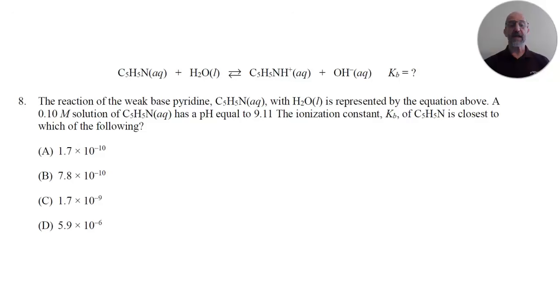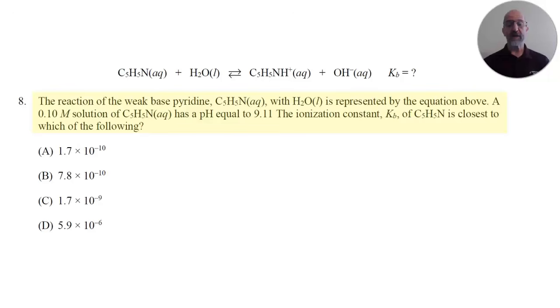All right, well, now it's time to move on to the practice for topic 8.3. This is question 8, which is a multiple choice question. Question 8 says the following. The reaction of the weak base pyridine, which has the chemical formula C5H5N, with water is represented by the equation above. So we can see on the left side of the equation, we have the formula for the weak base pyridine, and it's reacting with water.